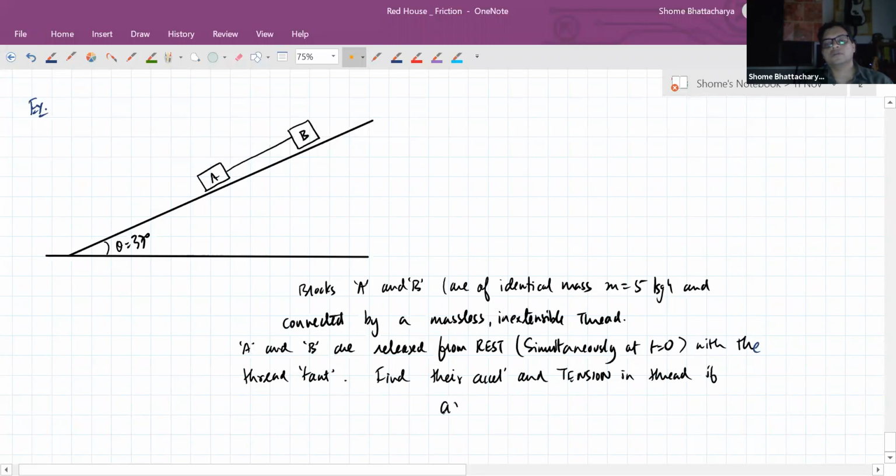if coefficient of friction for A is equal to 0.5 and coefficient of friction for B is 0.8. Oh, sorry, let me reverse this part. Coefficient of friction for B is 0.5 and coefficient of friction for A is 0.6.